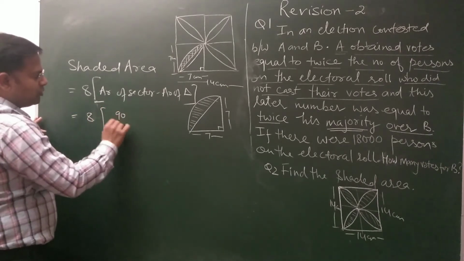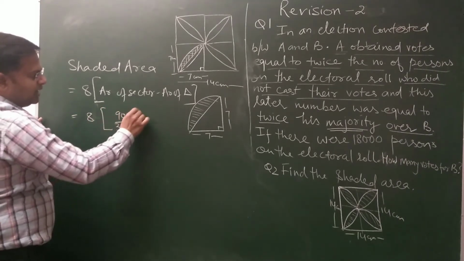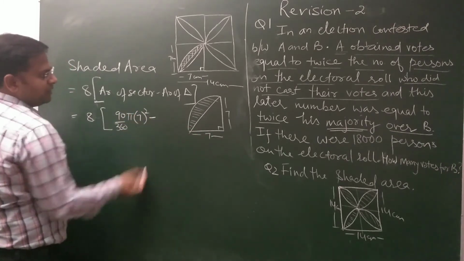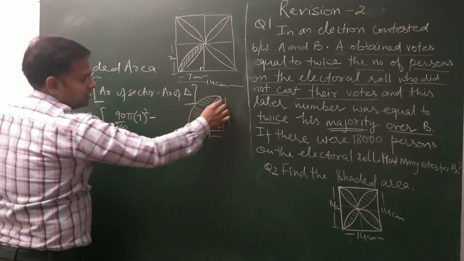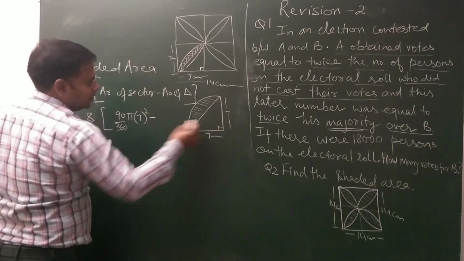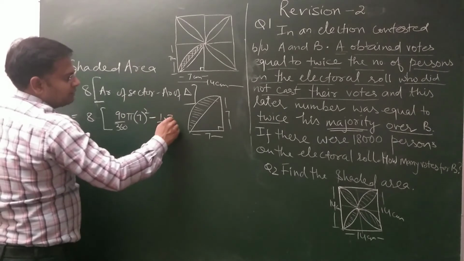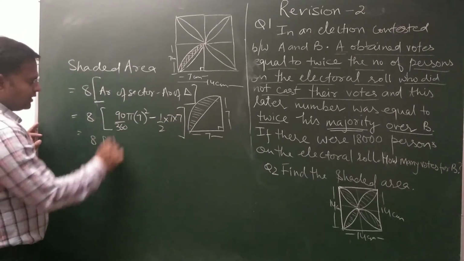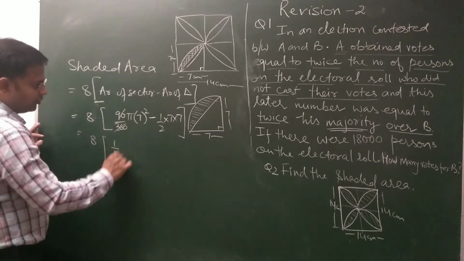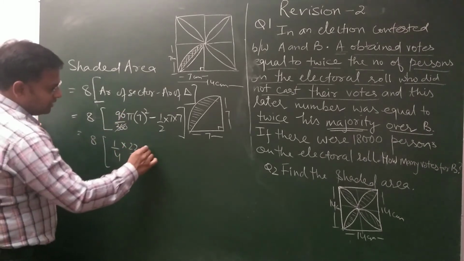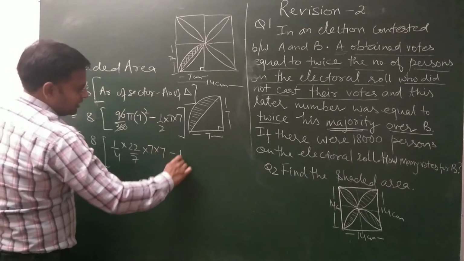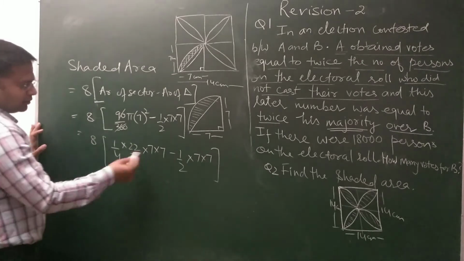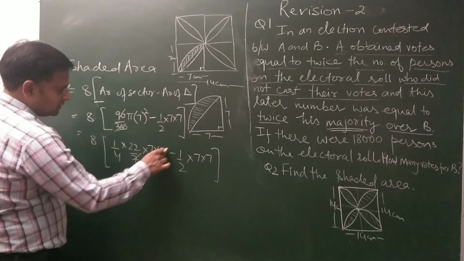So simply you apply the sector formula. This is 90 upon 360 pi r square. R here you can see is 7 centimeter. And the area of this triangle is 1/2 base into height, so 1/2, 7 into 7. So this is 8 times, you can simplify. This is 1/4, this is 22/7 and this is 7 into 7. This is 1/2, 7 into 7. So you can simplify, the 7 is cancelled.